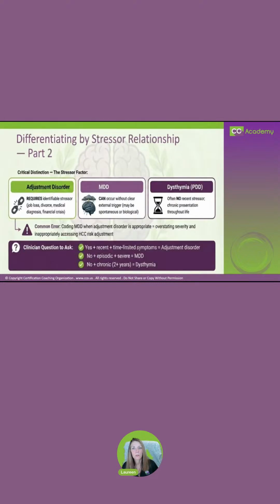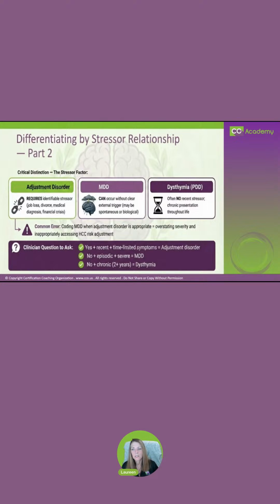Okay. Let's go a little deeper on this stressor factor because it is critical. Adjustment disorder requires an identifiable stressor. Like we said, job loss, divorce, medical diagnosis, financial crisis, something. Whereas your MDD can occur without a clear external trigger. It might be spontaneous or even biological. And dysthymia, or the PDD, often has no stressor. It's just this chronic presentation throughout life.